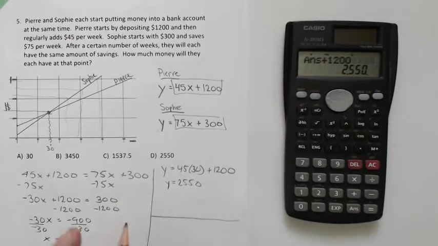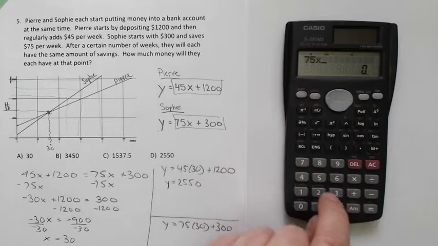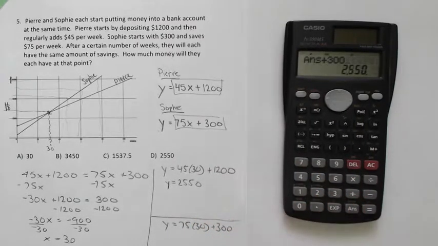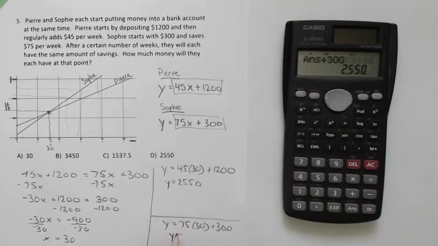For Sophie, I can do the same thing, right? Y is equal to 75 times 30 plus 300. And let's see what happens when I do that for her. 75 times 30 is equal to that much savings plus 300. And there's your 2,550. So the point of intersection is (30, 2,550).